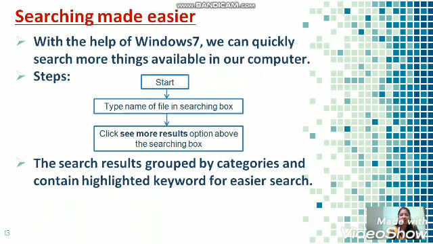The search results are grouped by categories and contain highlighted keywords for easier search. Like whenever you write Excel in a search box, it will give the list of the Excel files, and Excel was the keyword which you have written in the search box. So the word Excel in the whole list will be highlighted. So this is the topic searching made easier.